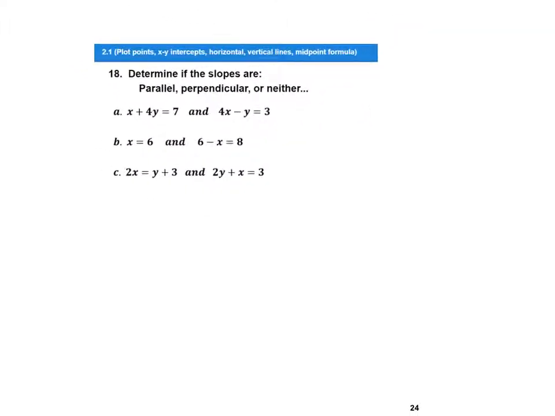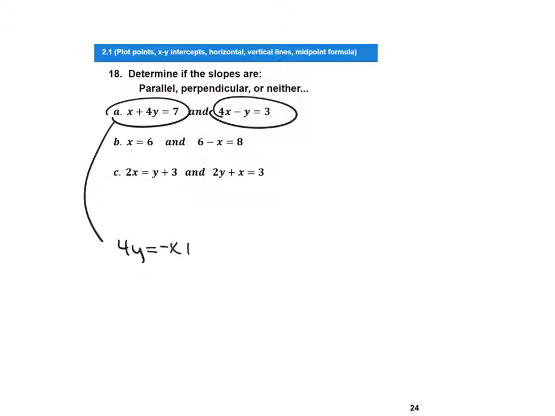So here we can determine if the slopes are the same. What it's going to do is involve us taking these and setting them equal to y. So x plus 4y equals 7, I'm going to subtract x from both sides, and I need to divide by 4. So y is equal to negative 1/4 x plus 7/4.